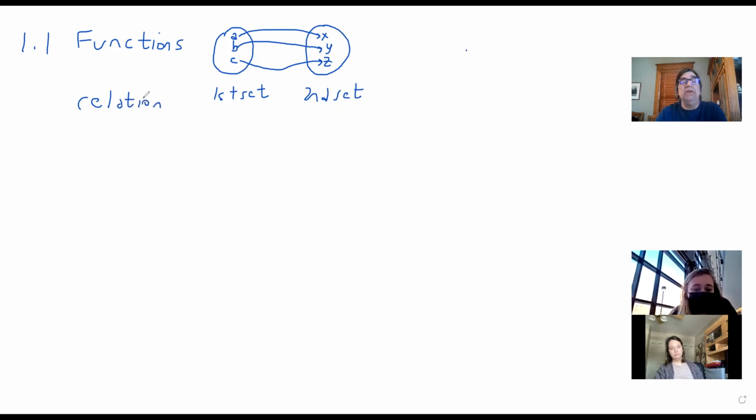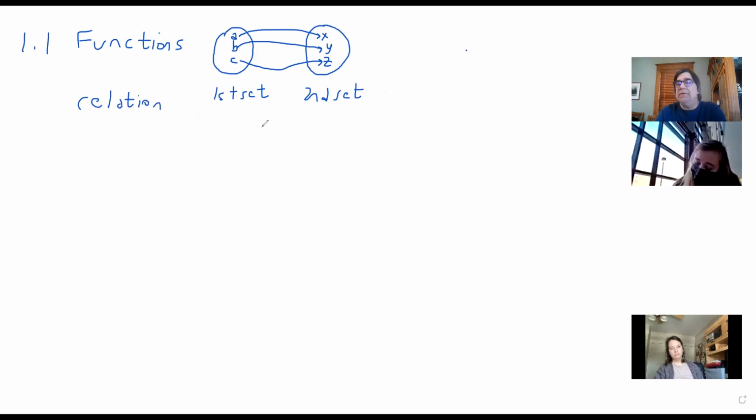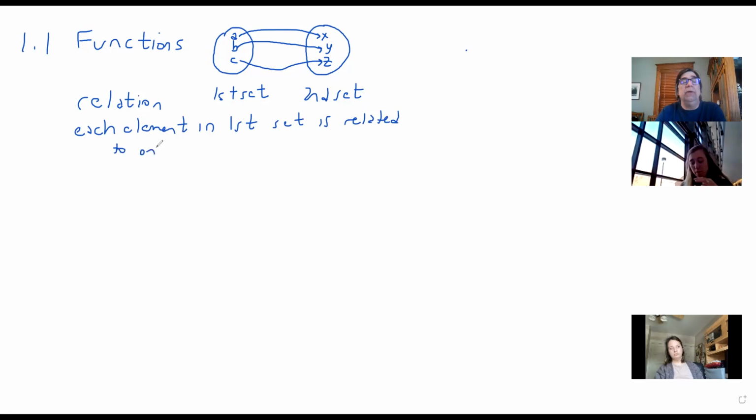So this is an example of a relation between the two sets. But as you probably know, the definition of a function is actually a subset of the definition of a relation. So if we just have a relationship between two sets, when is it going to be a functional relationship? And that's where we talk about the restrictions. So if each element of the first set, which is right here, is related to only one element in the second set.